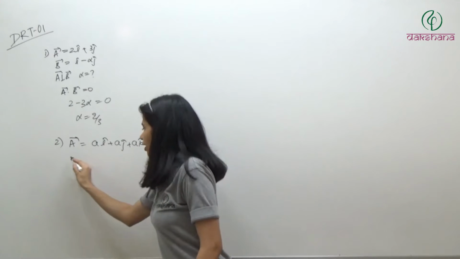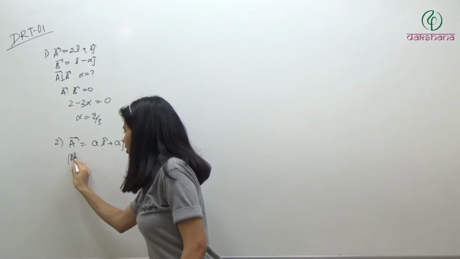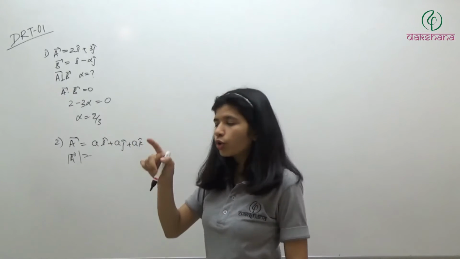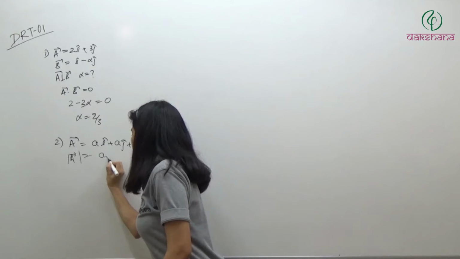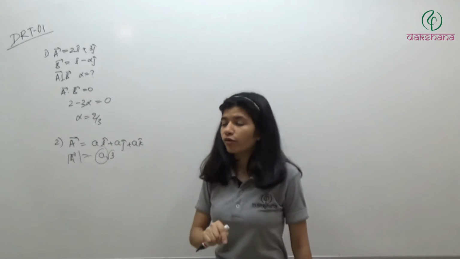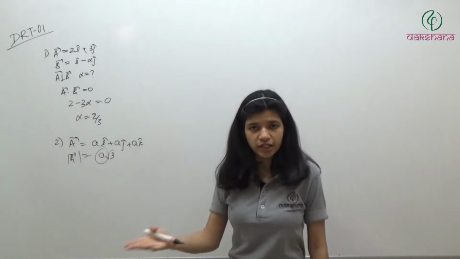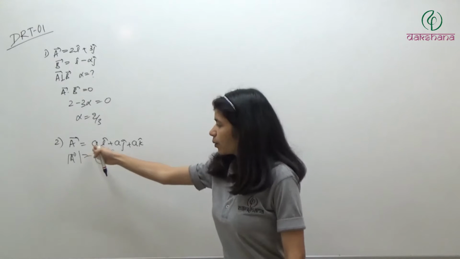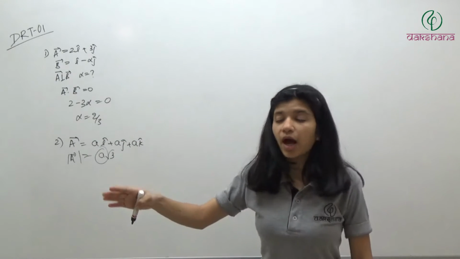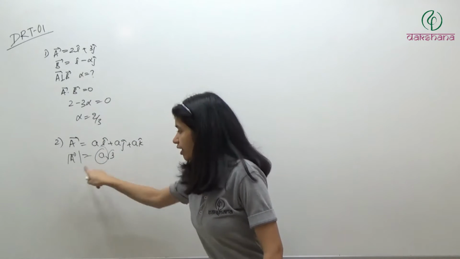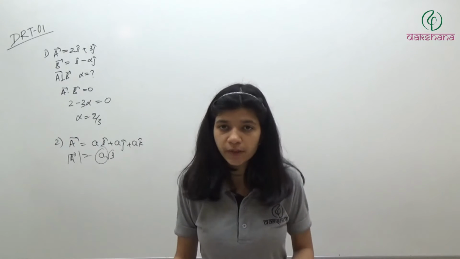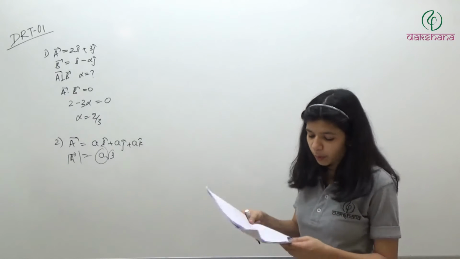Now if you take the magnitude, mod of A is going to be equal to the root of a square plus a square plus a square. So it will be a root 3. So from here, the value of a will be equal to mod of A divided by root 3. That is the component. Component in x, component in y, component in z, all of them are equal to mod of A vector divided by root 3. So the component will be A by root 3. This is also a very simple problem.